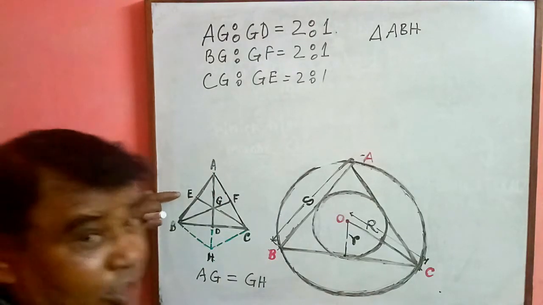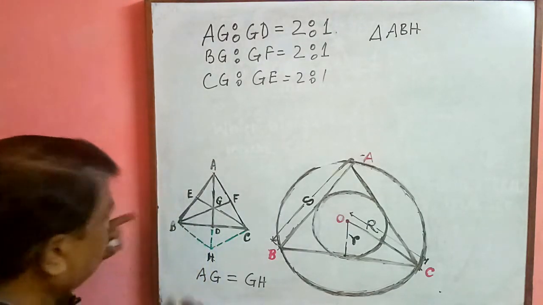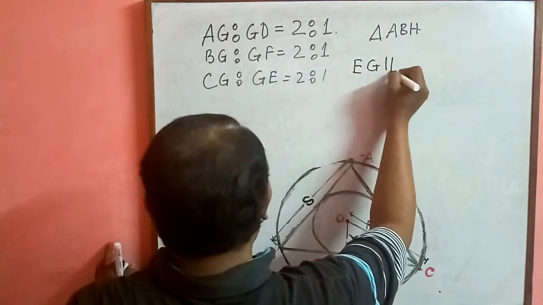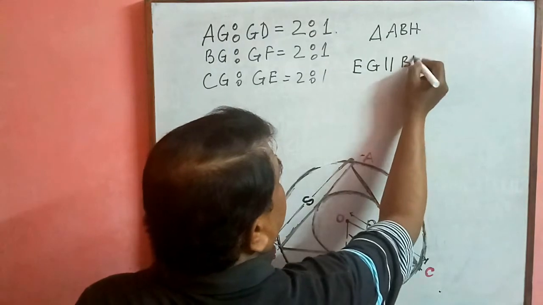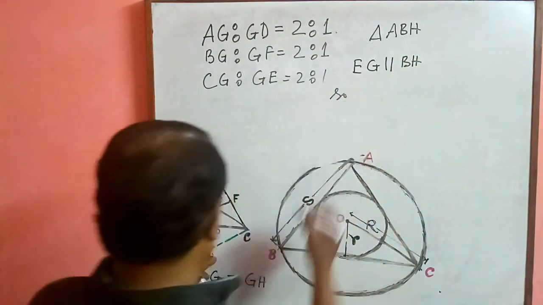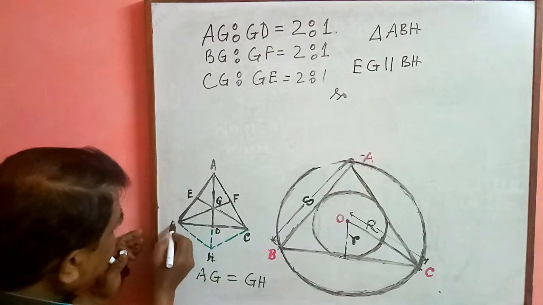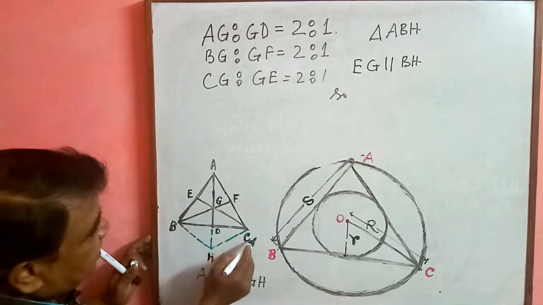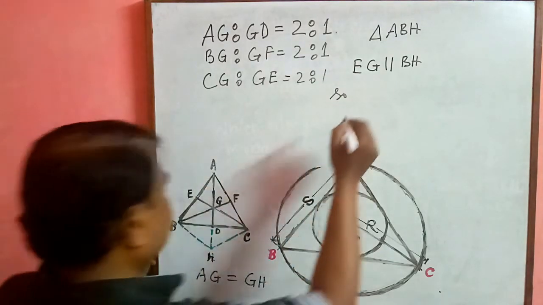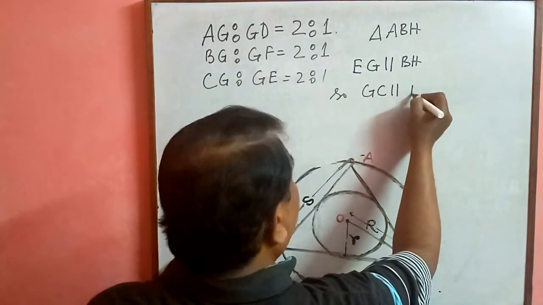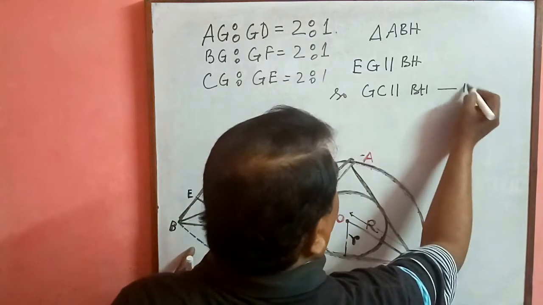By midpoint theorem, EG is parallel to BH. So once EG is parallel to BH, this implies GC is also parallel to BH. Number 1.